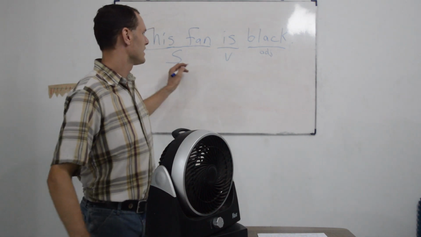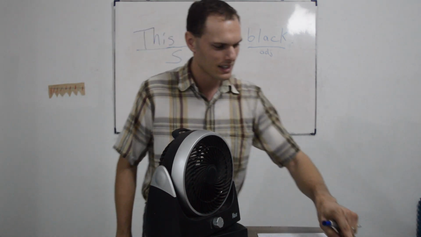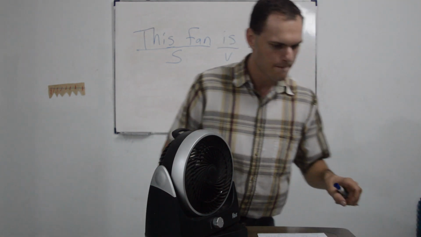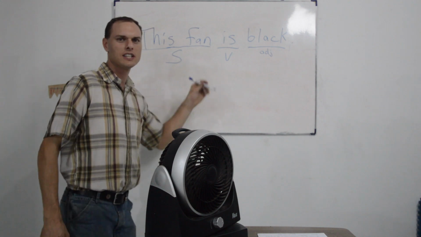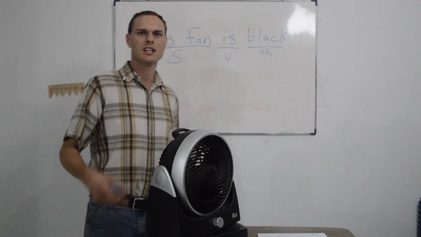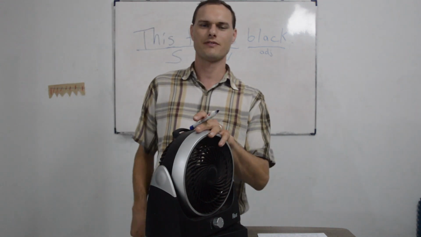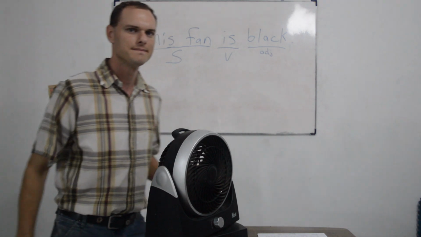Okay. Now this fan, you could make it possessive. Okay. You could say like this. If you want to use a different sentence structure, this is the simplest. Say it like this. This fan is black. I say, what color is this fan? Make another complete sentence. This fan is black.